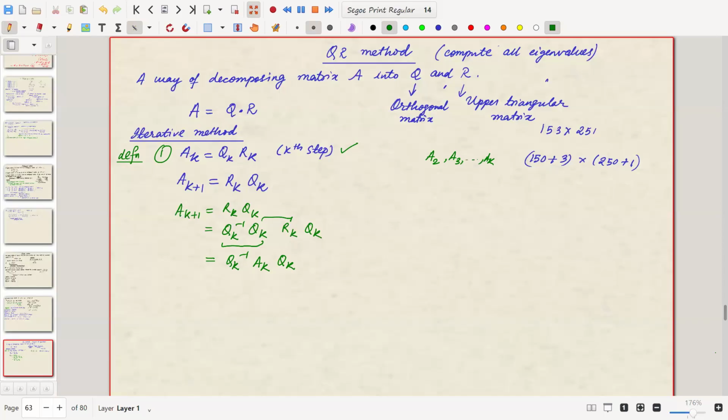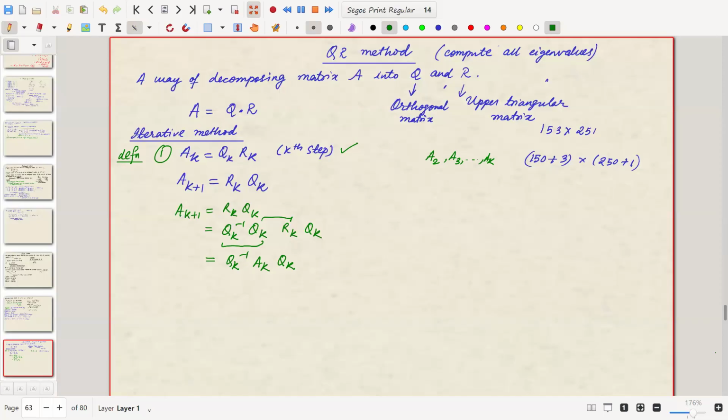Now that A_k matrix is decomposed as a product of two matrices, an orthogonal matrix and an upper triangular matrix. Why it is the case is not of interest. That's what researchers have found after a lot of investigation. So bear in mind that it is true that any square matrix, mind my words, any square matrix can be decomposed into a product of an orthogonal matrix and an upper triangular matrix.